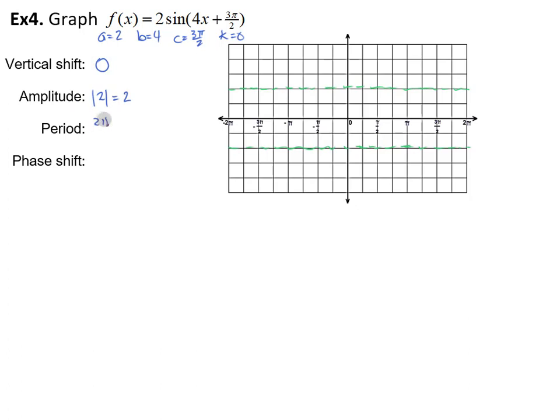Our period is 2 pi divided by the absolute value of b. Well, b in this case is 4. Of course, the absolute value of 4 is 4, and this simplifies to pi/2. So it's going to repeat itself every pi/2 units.